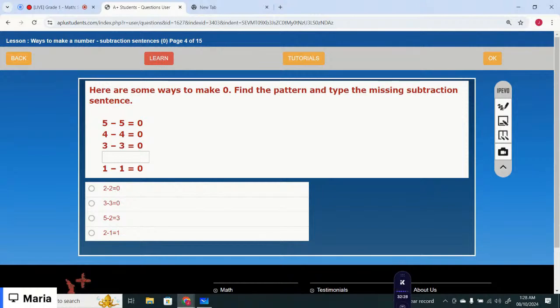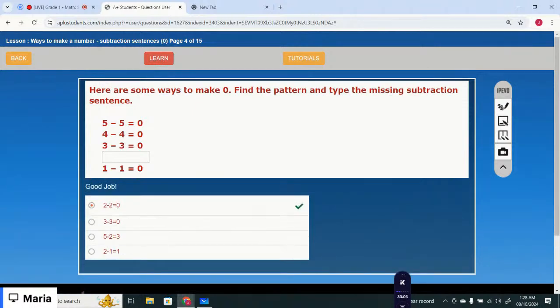Here are some ways to make 0. Find the pattern and type the missing subtraction sentence. So which subtraction sentence is missing? Which is the correct option? Yes, that is 2 take away 2 is 0. Option number 1 is the correct option.